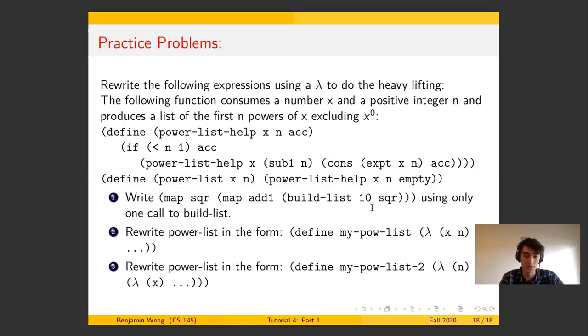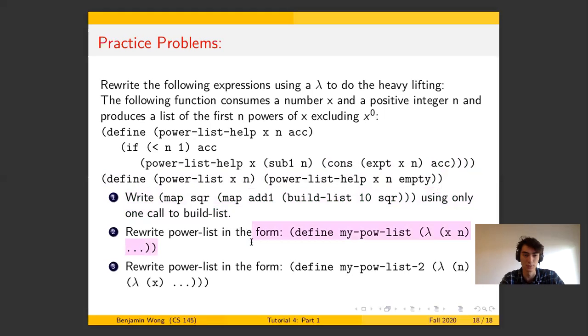My 3 problems to you are as follows. 1, write map square map add 1 build list 10 square using only one call to build list. The idea here is that we can outsource all these different functions into one lambda. So see if you can do that.